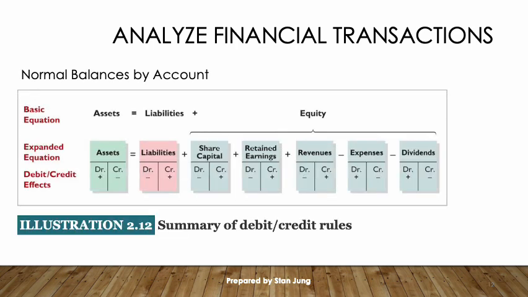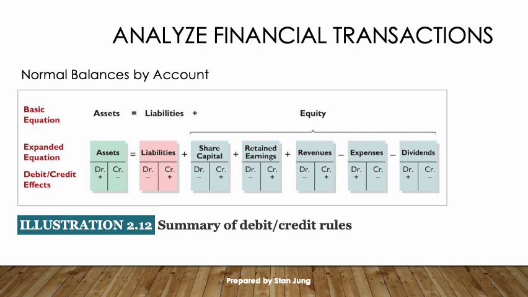Now, just as a review, and I strongly suggest that you pause the video at this point just to make sure that you understand the normal balance for each of the different types of accounts that we have here. And so now we can see here that for assets and also expenses and dividends, the normal balance is a debit balance. That's how we're going to show increases in assets or expenses and also dividends.